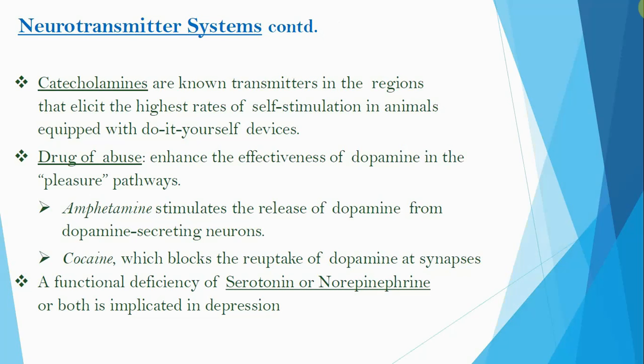The catecholamines are known transmitters in the region that elicit the highest rate of self-stimulation in animals equipped with do-it-yourself devices. Drugs of abuse: many abused drugs act by enhancing the effectiveness of dopamine in the pleasure pathways. Amphetamine stimulates the release of dopamine from dopamine-secreting neurons, and cocaine blocks the reuptake of dopamine at synapses. So a functional deficiency of serotonin or norepinephrine or both is implicated in depression, because serotonin and norepinephrine are synaptic messengers in the limbic regions of the brain involved in pleasure and motivation.